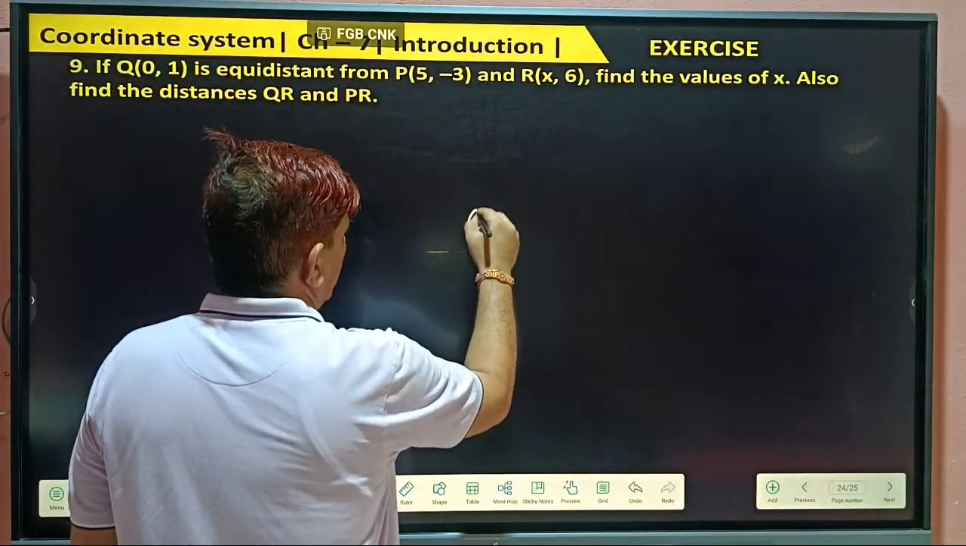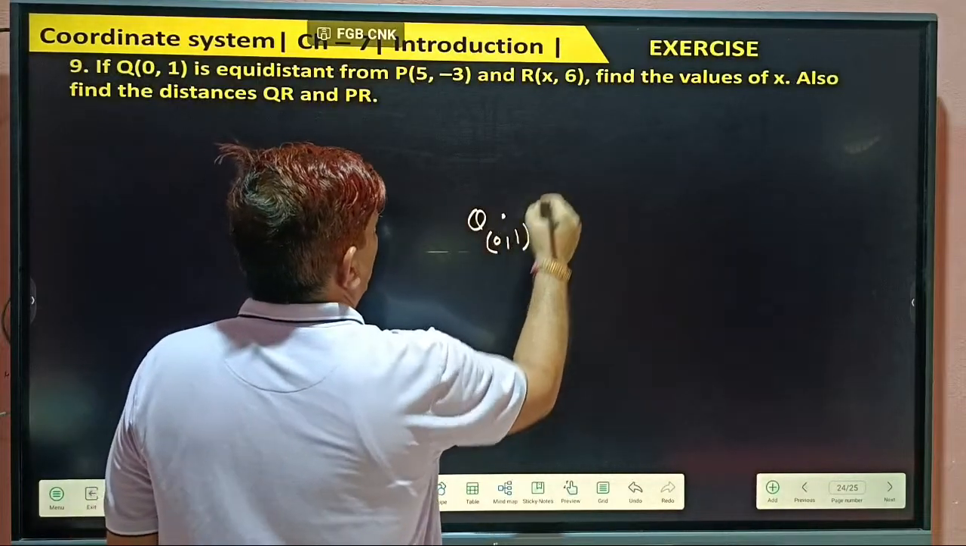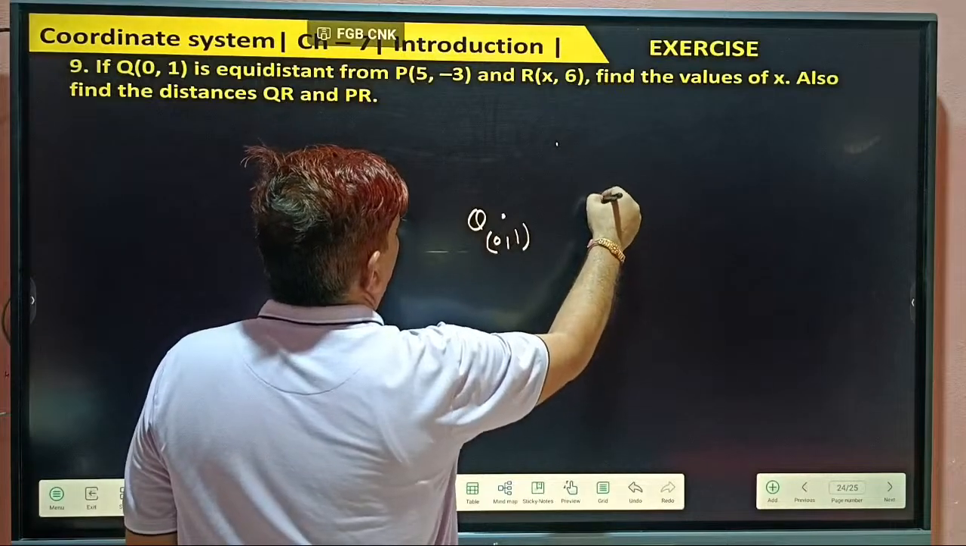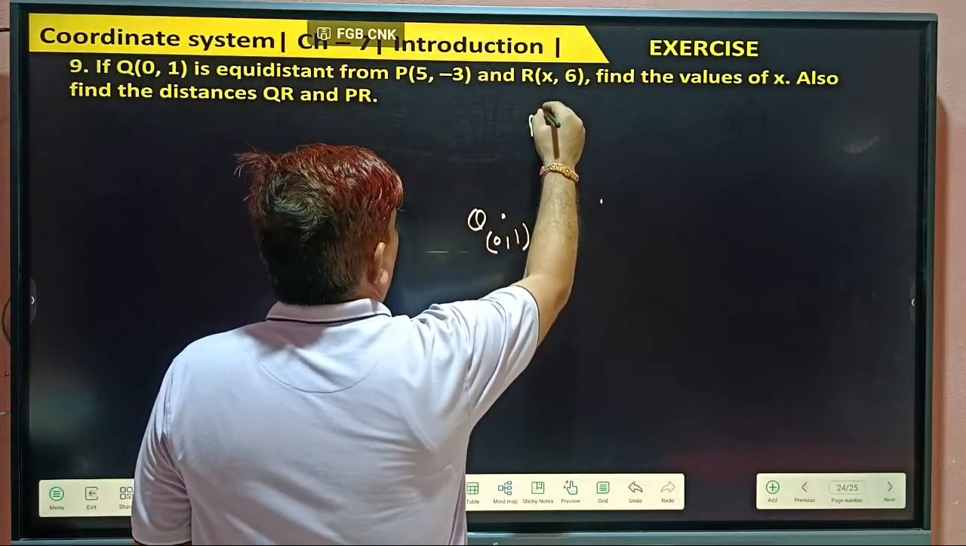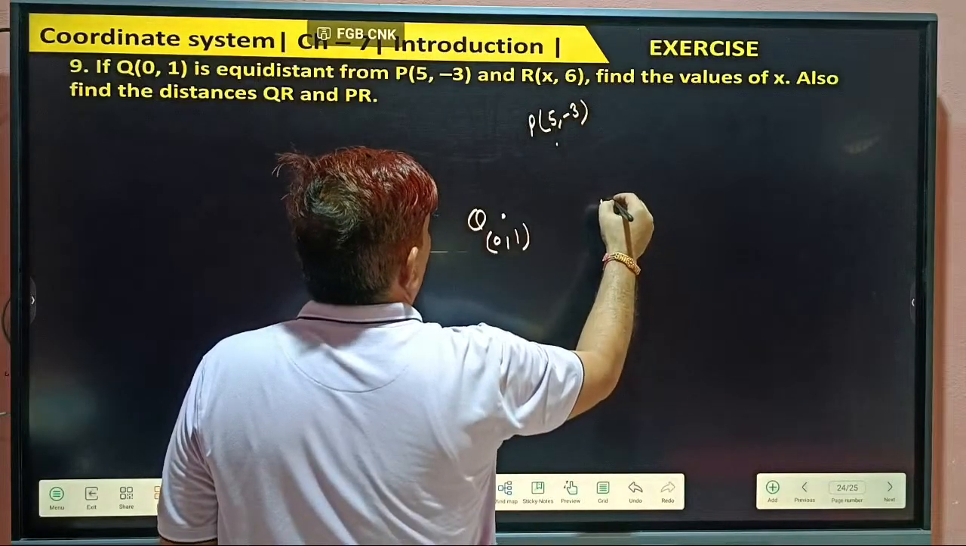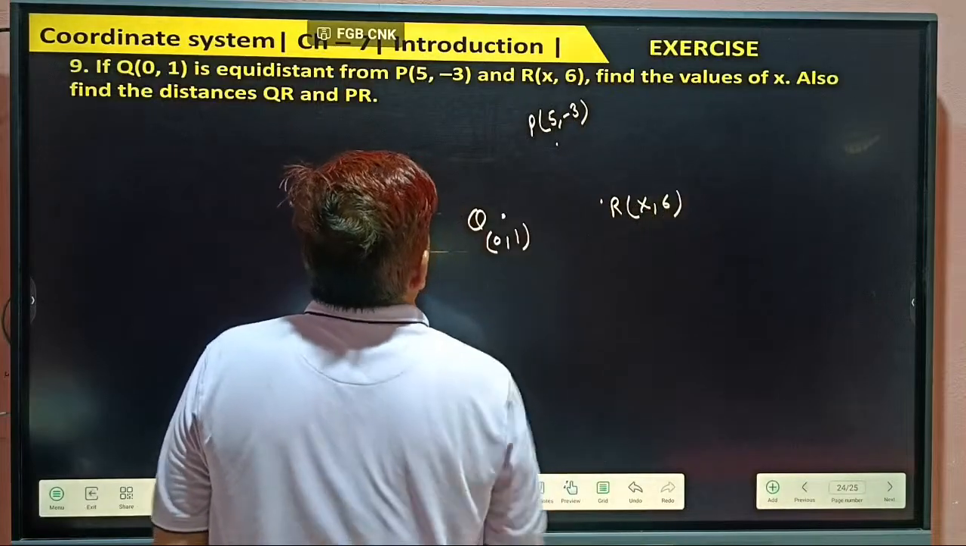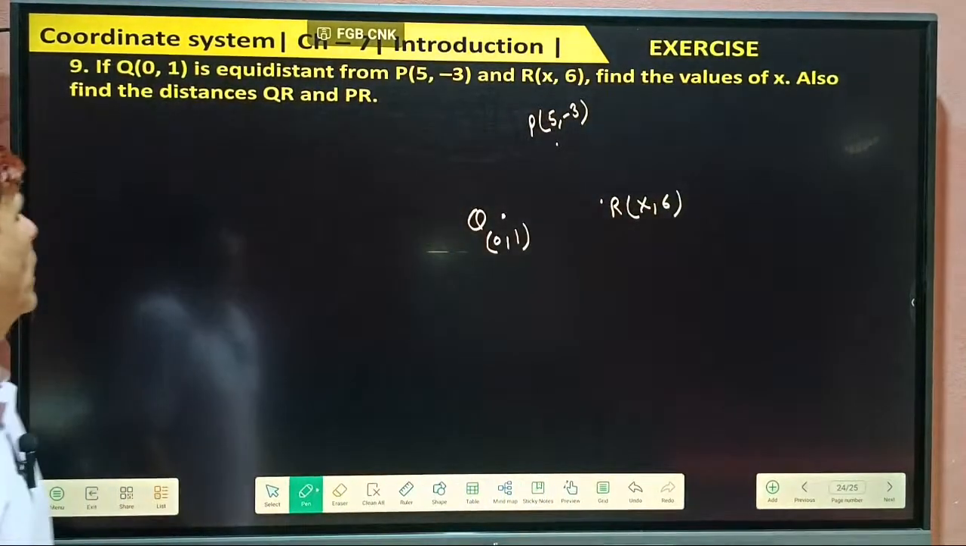And what are the coordinates of Q? 0 and 1. And 1 point lying here and 1 lying here. This point name is P, whose coordinates are 5 and minus 3. And this is the point R, whose coordinates are x and 6. Find the value of x.